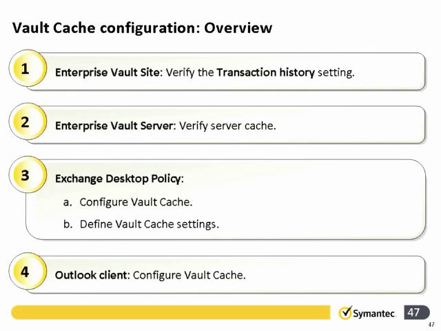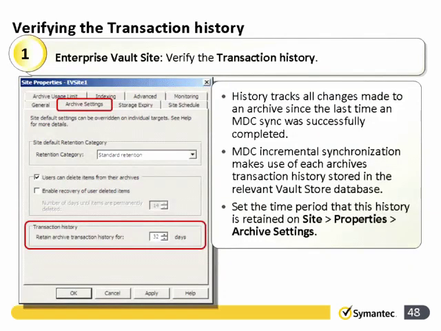You want to make sure that you have your Exchange desktop policies configured for Vault Cache and the settings that you want associated with Vault Cache. And then you can also, for the Outlook client, determine what things are going to be available when you perform or work with your Vault Cache environment. So first we said we wanted to look at the transaction history.